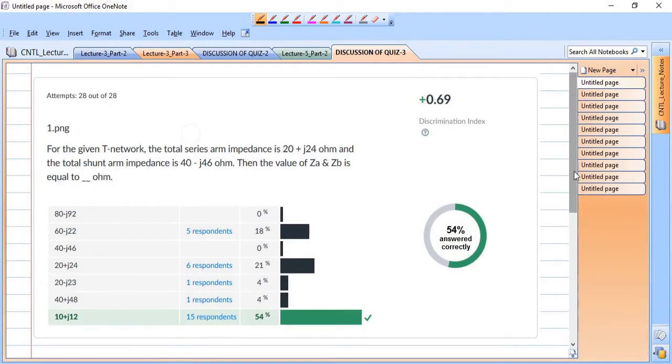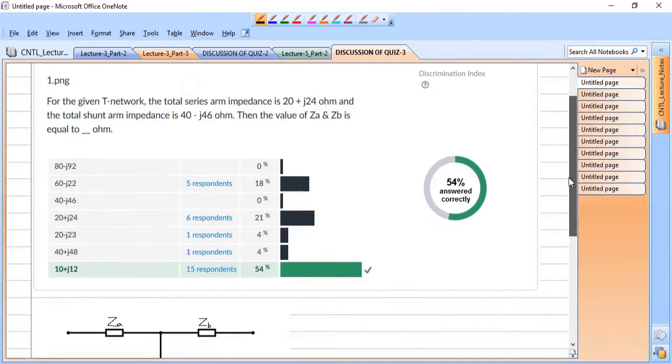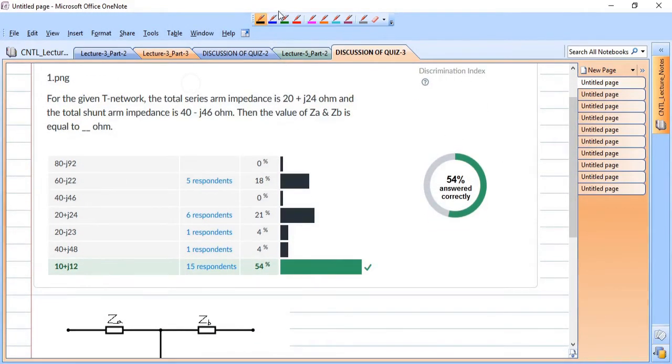So the first question is, for the given T network, the total series arm impedance is 20 plus J24 ohm and the total shunt arm impedance is 40 minus J46 ohm. Then the value of ZA and ZB is equal to dash ohm. Okay, so we are given this network. So the total series arm impedance is 20 plus J24.